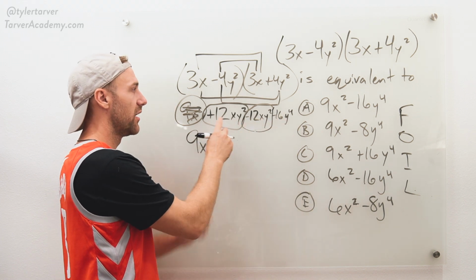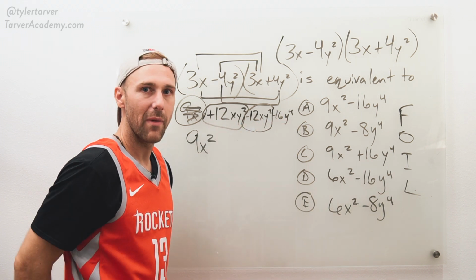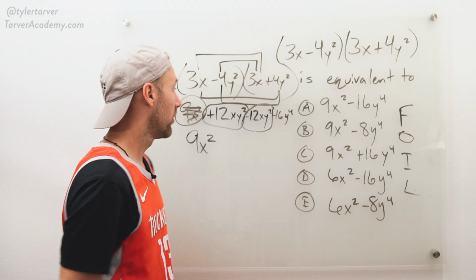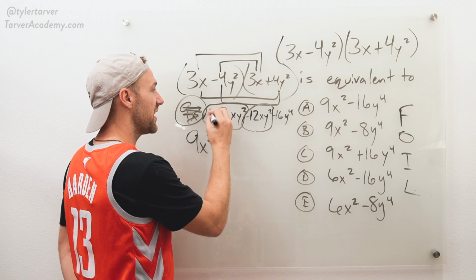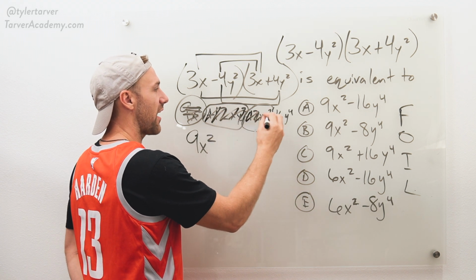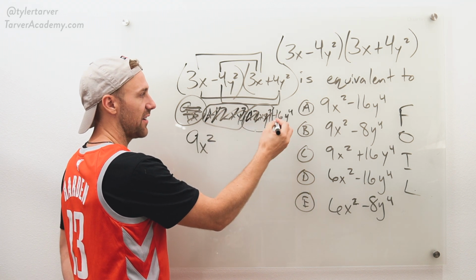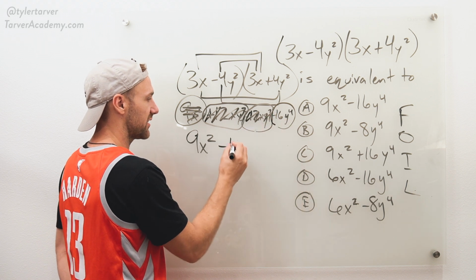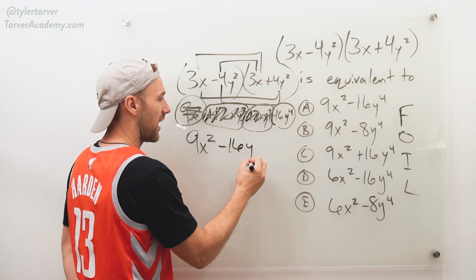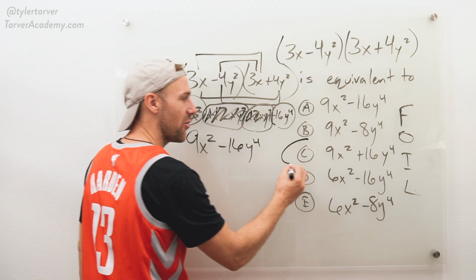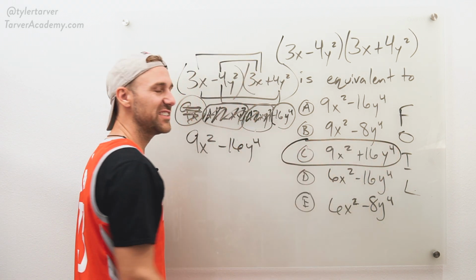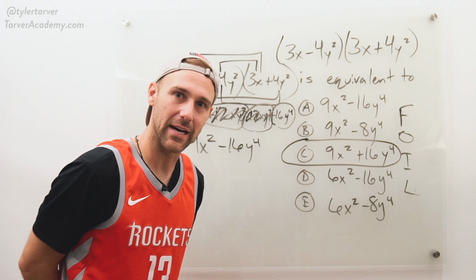But these two can. So what is positive 12 minus 12? 0. And then what is 0 times anything? 0. So these are actually going to cancel each other out. And then there's nothing left, so I have to bring down my negative 16 y to the 4th. And let's see if that matches up. Well, what do you know? Old trusty C gets the W.